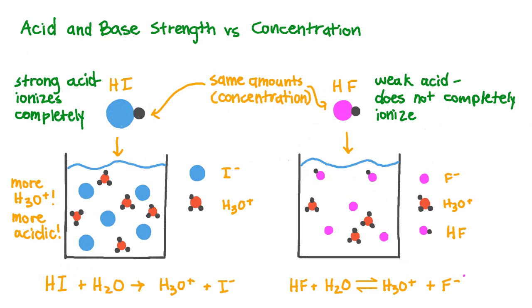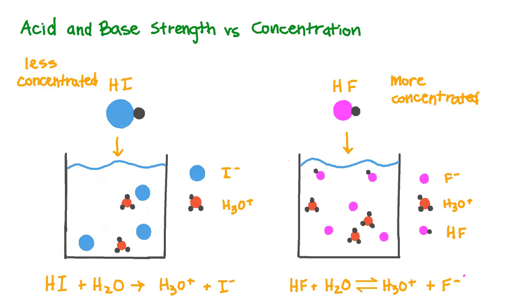We've just seen how if we have the same amounts of HI and HF molecules, that is, the same concentration of both, assuming they're in the same volume of water, we'll end up with more H3O+ ions in the solution of HI than in the solution of HF, because HI is a strong acid. But what if our solutions had different concentrations? Specifically, what if the strong acid solution was way less concentrated than the weak acid solution?